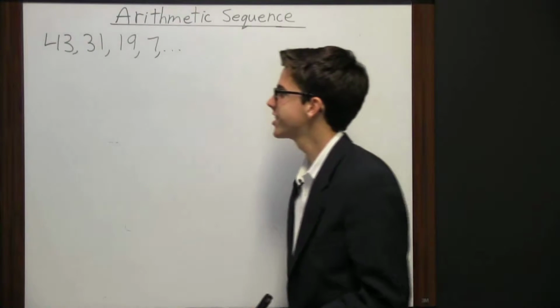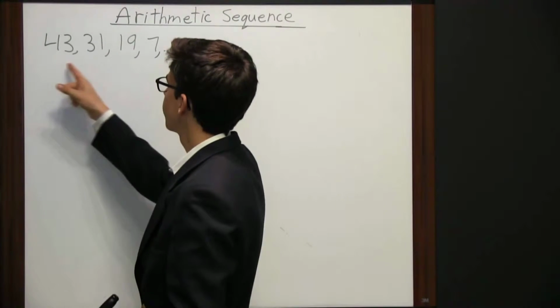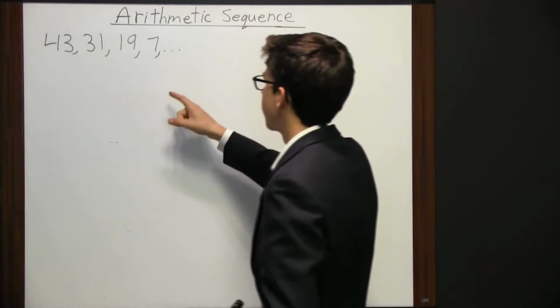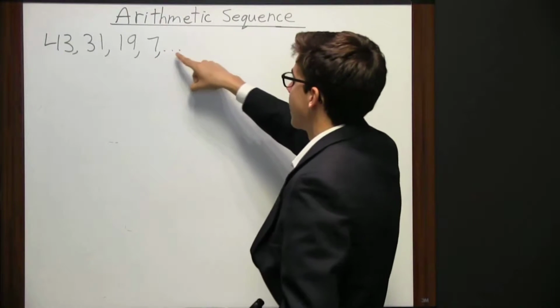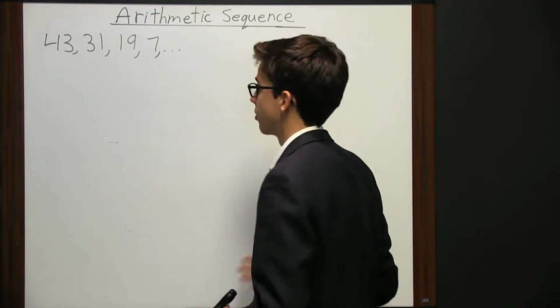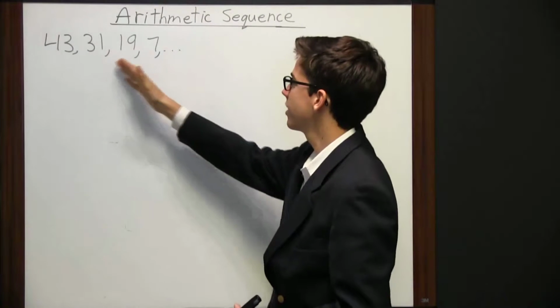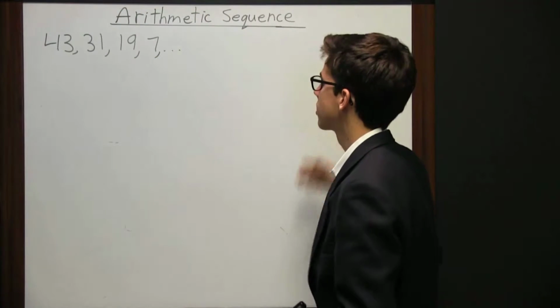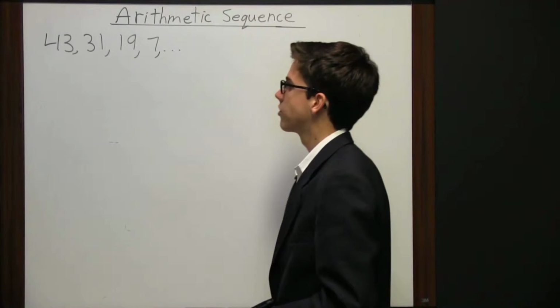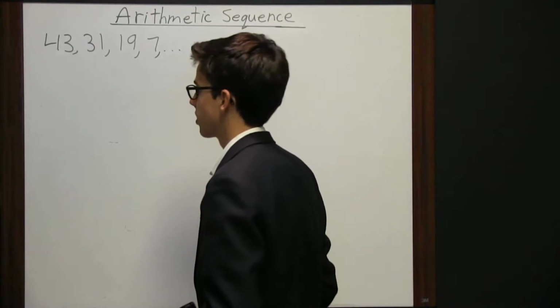Up here on the board we have a sequence of numbers: 43, 31, 19, and 7. But notice after this comma we have dot, dot, dot, meaning there's more numbers after it. And so if we were going to continue this string of numbers, we are going to have to figure out what the pattern here is with these numbers.